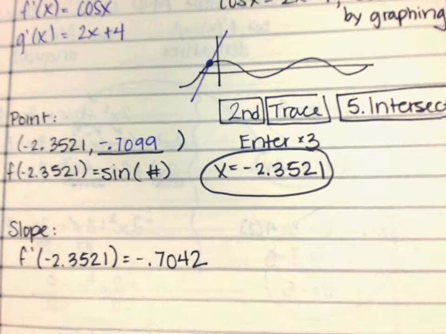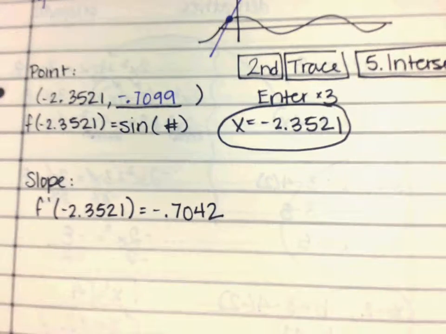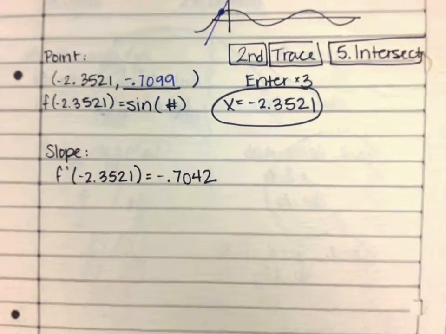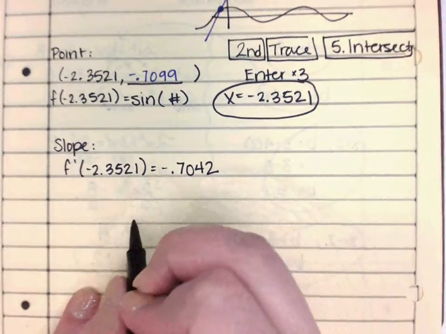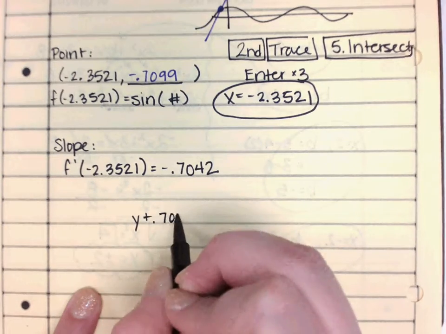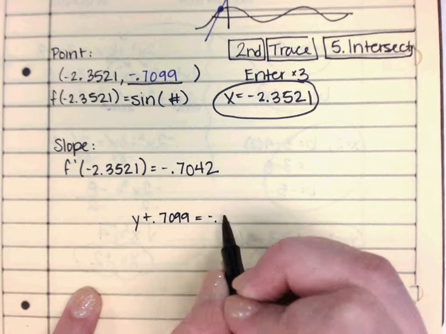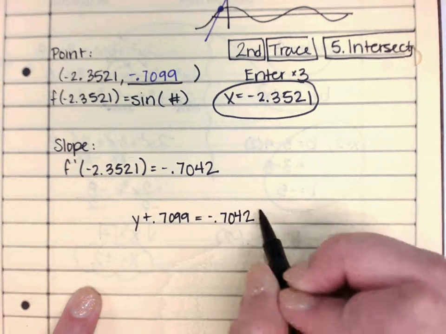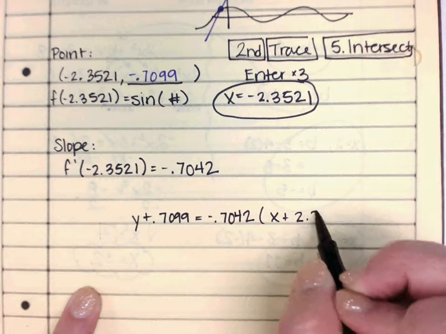0.7042. And then from there, can we write the equation of the tangent line? Okay, using the ingredients, I do y plus 0.7099, negative 0.7042 is my slope, x plus 2.3521.